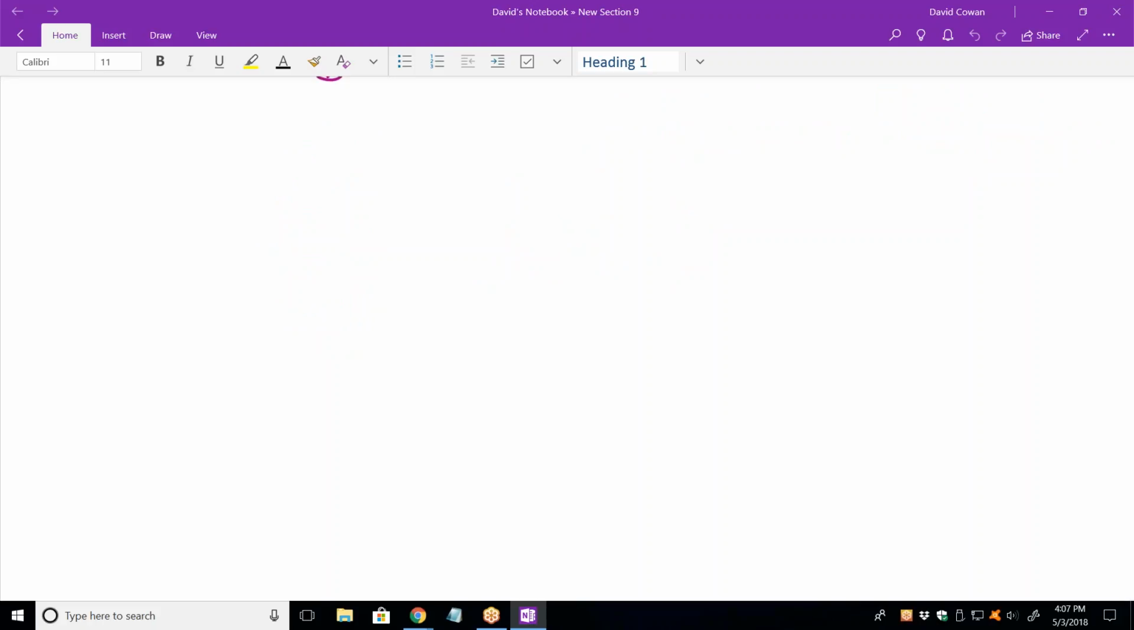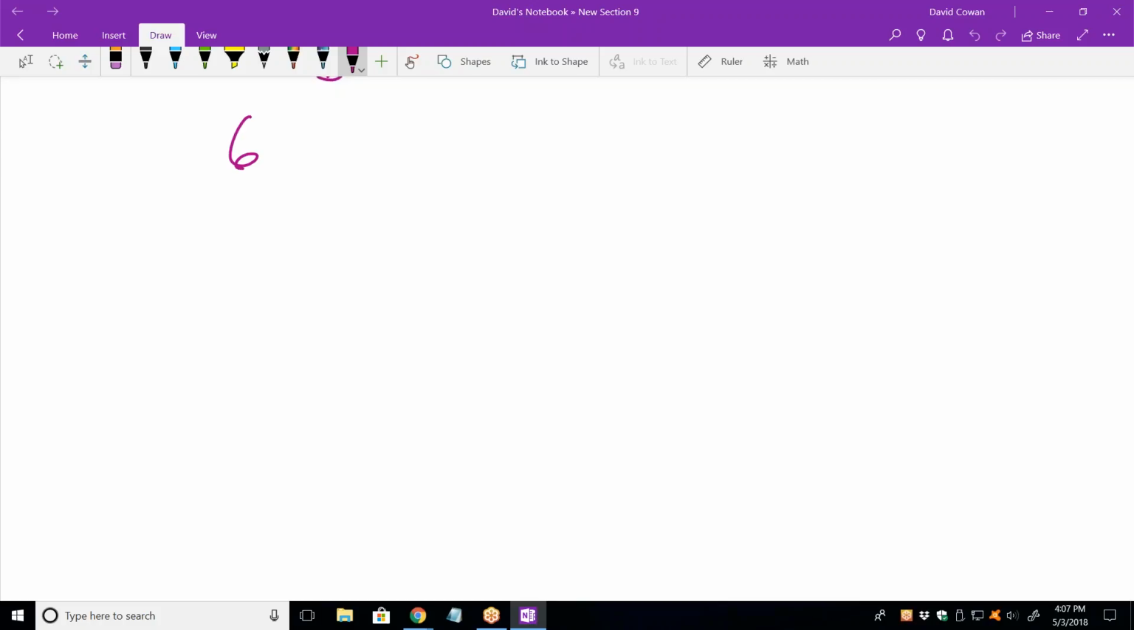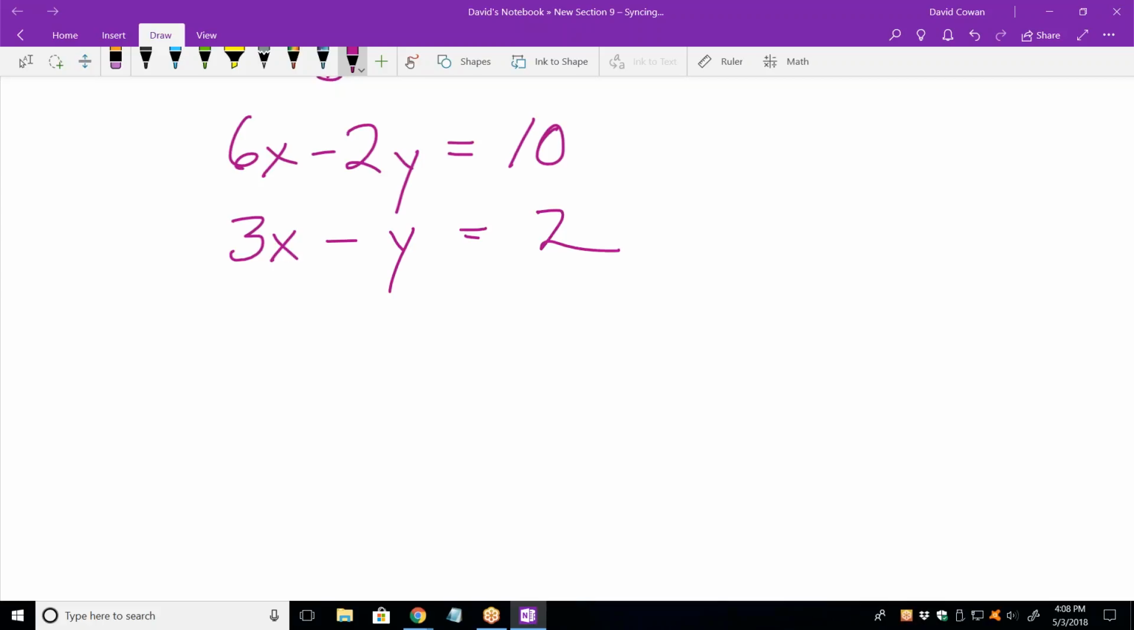Got it. So 6x minus 2y equals 10. And then the next line is 3x minus y equals 2. What are your two methods of solving a system of equations? Elimination and substitution. Which one are we going to use here? Substitution.